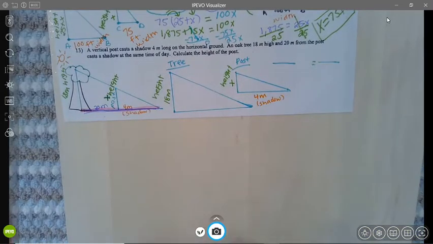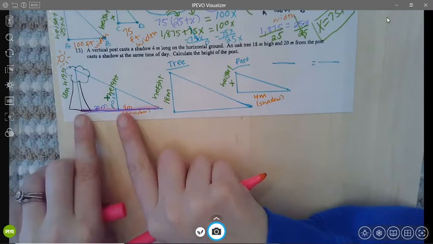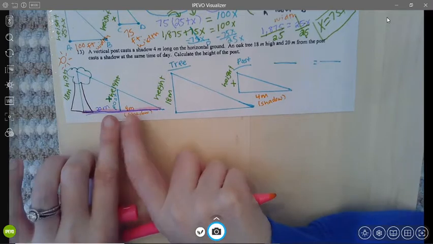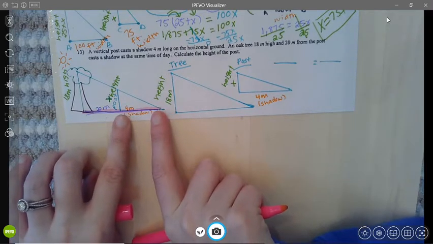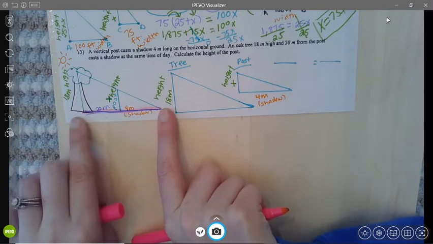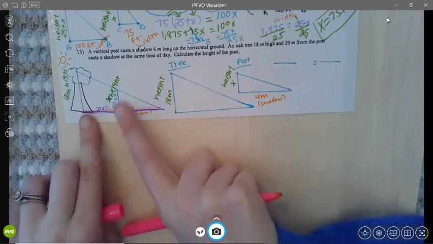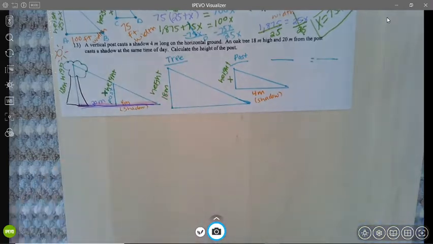Okay, so if I know that the distance from the oak tree to the post is 20 meters, and the post shadow is 4 meters, how would I find the length of the entire oak tree shadow? Because I have these two parts to it, I would add them together.